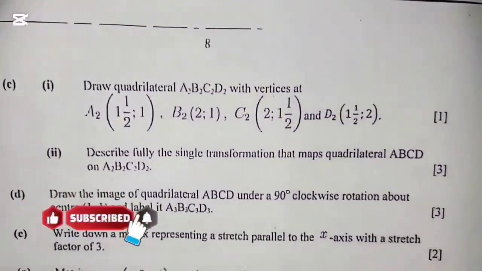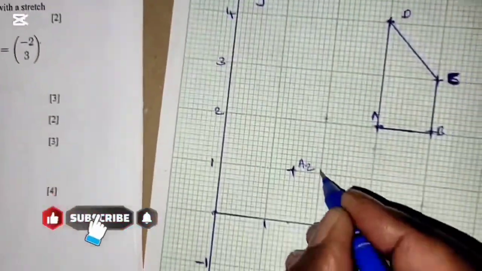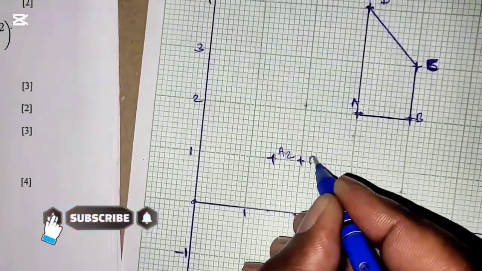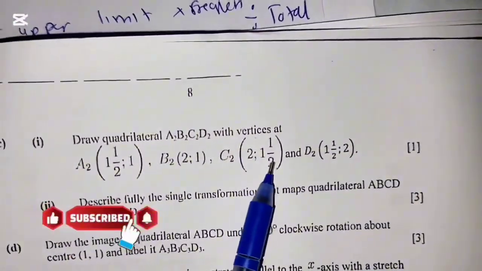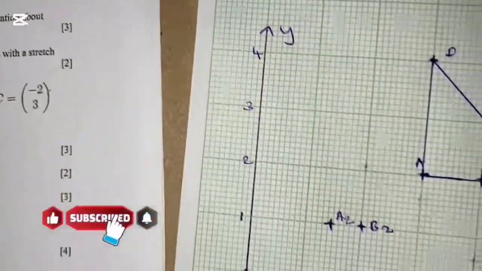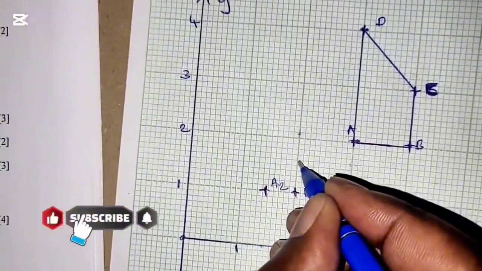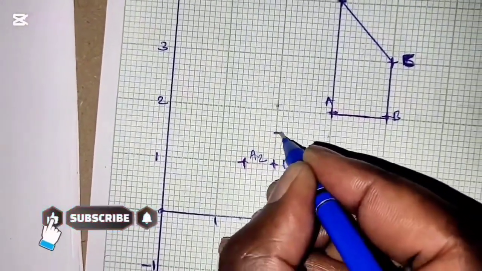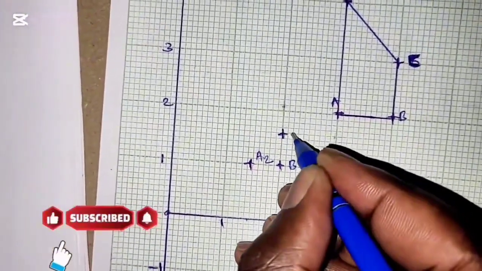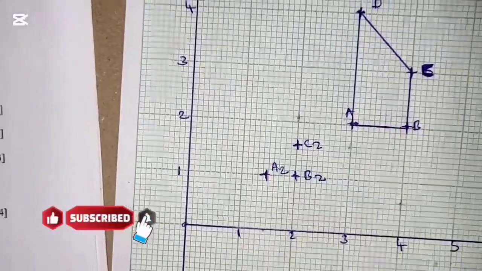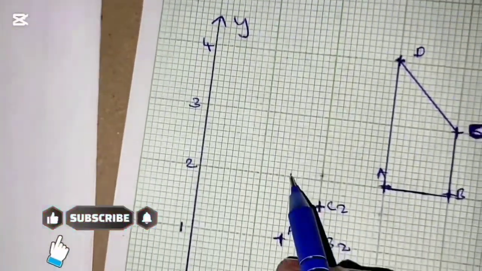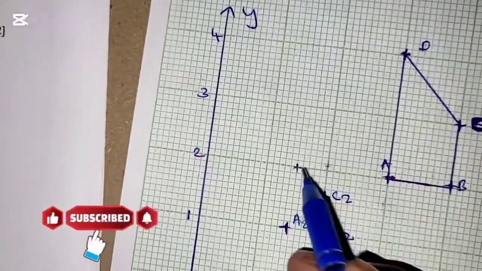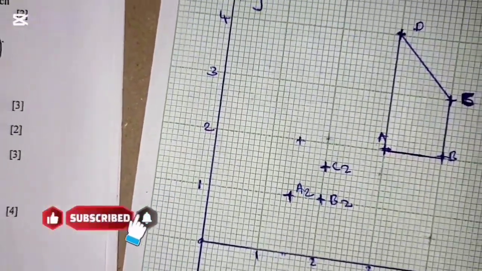Then 2 and 1. That's B2. Then 2 and 1.5, 2 on the x-axis and 1.5 on the y-axis. Almost right here. That's C2. Then the last one is 1.5 and 2. Right here. That's a small one.